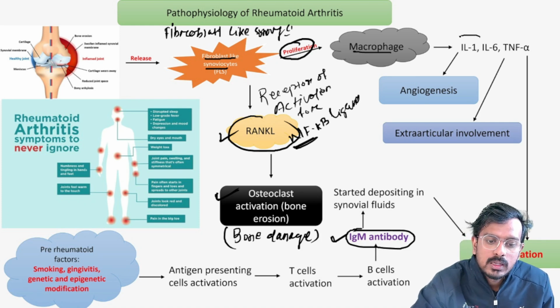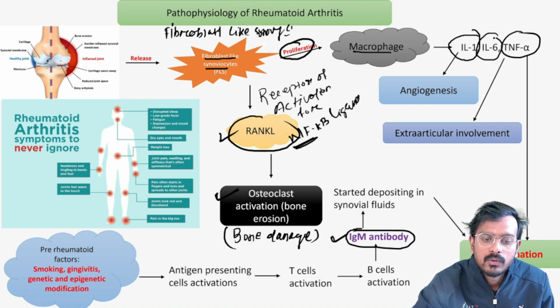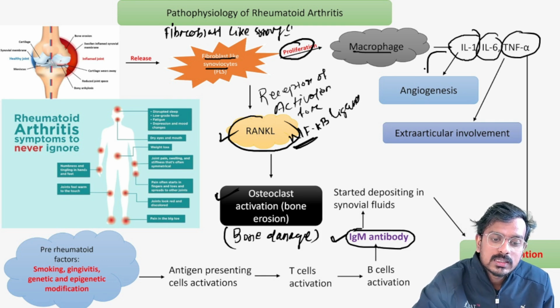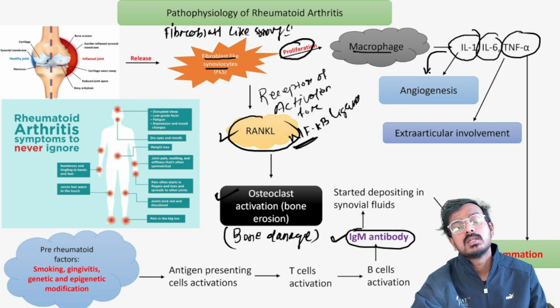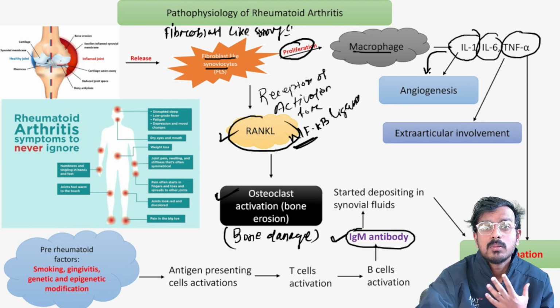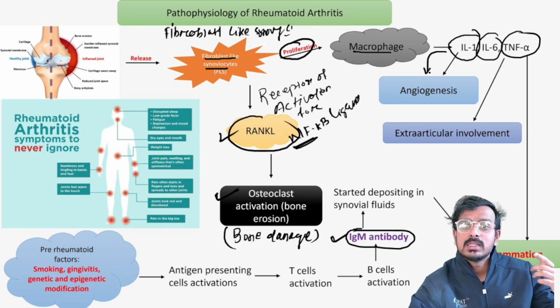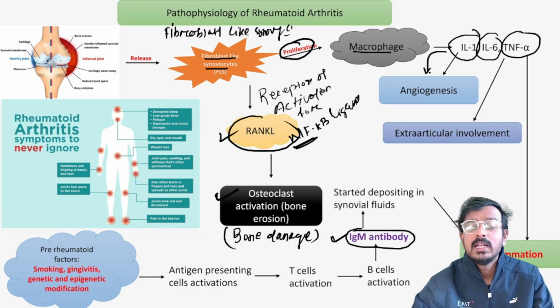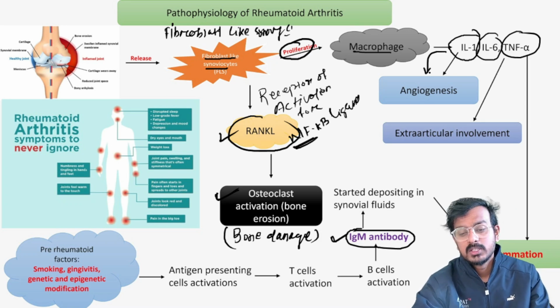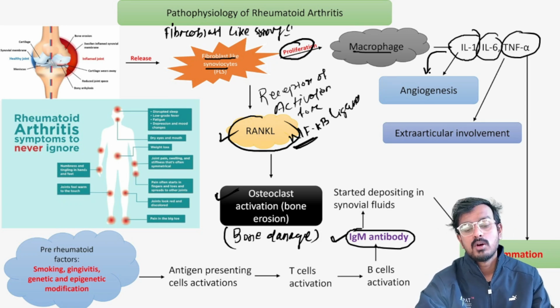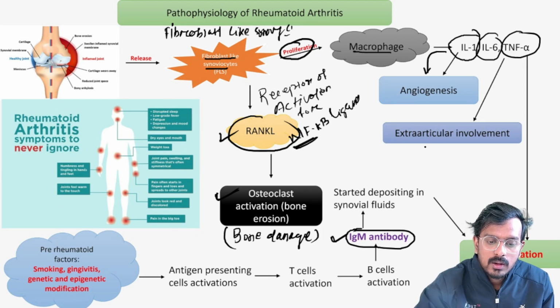Macrophages will release interleukins like interleukin 1, interleukin 6, and TNF alpha. Interleukin 1 will cause angiogenesis. Just now we discussed that angiogenesis is a process where new blood vessels are synthesized. When new blood vessels form at the inflammatory site of the joint, that leads to severe complication. Next, TNF alpha participates in extra-articular involvement.